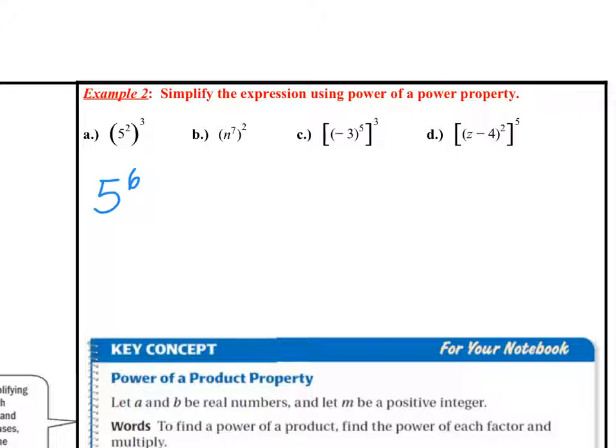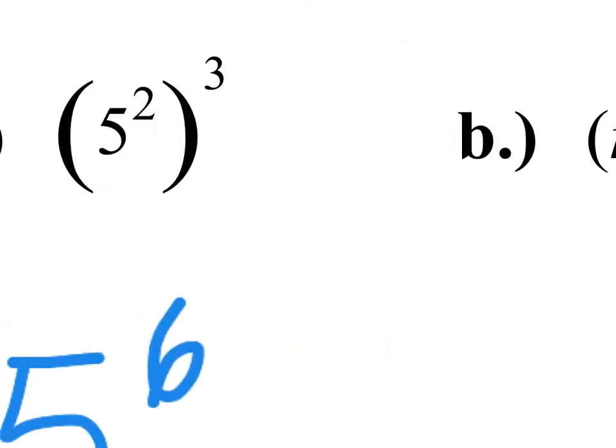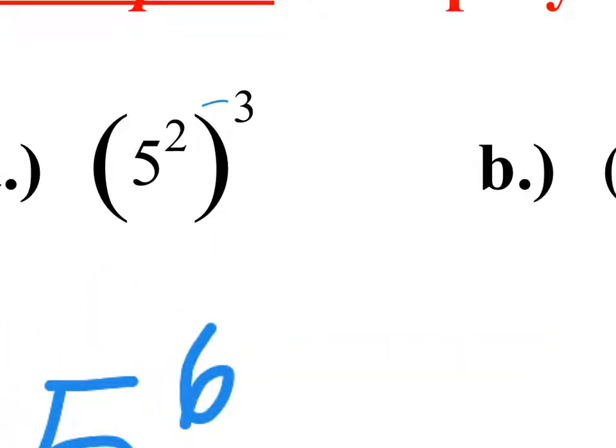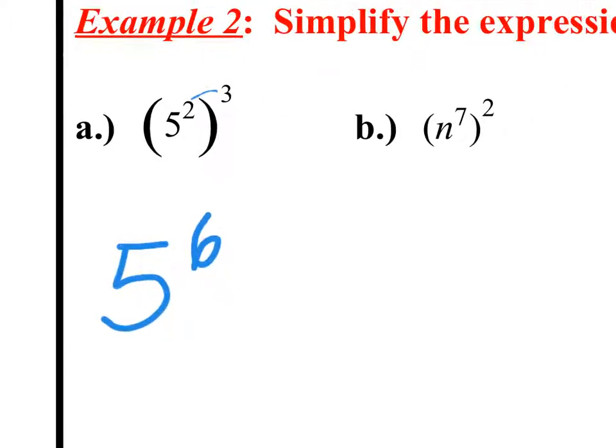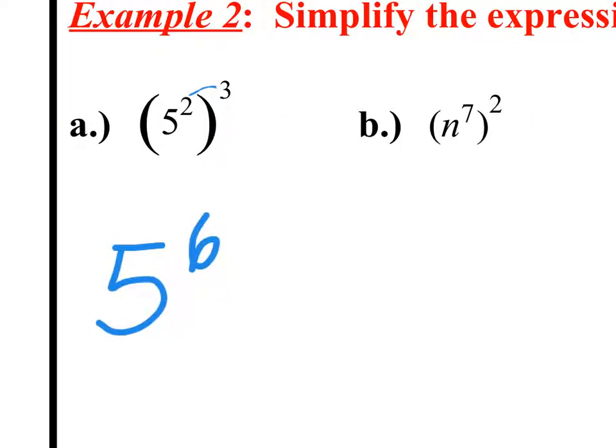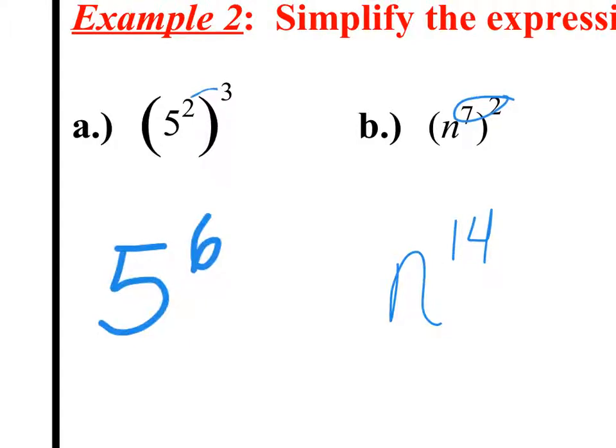Sometimes I see students do this, where they, just like you do when you distribute, draw a line between them to tell them to multiply. Whatever works for you. Okay, B, n to the 7th to the 2nd. N to the 14, multiply. Multiplying these two.